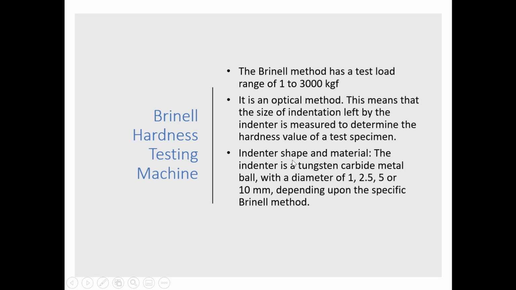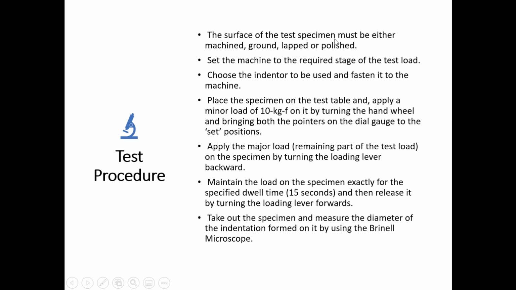Then the indenter shape and material. The indenter is a tungsten carbide metal ball with a diameter of 1, 2.5, 5 or 10 mm. Mostly 5 or 10 mm balls are employed for testing in industries, depending upon the specific Brinell method. The surface of the test specimen must be either machined, ground, lapped or polished. This is the requirement, or it is considered as a test procedure.